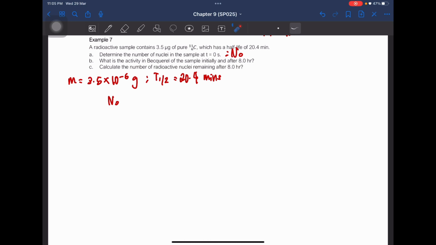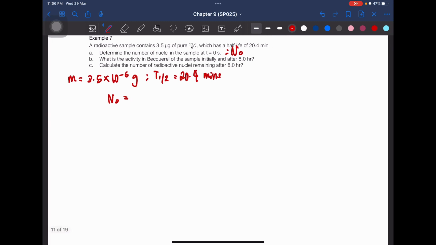Okay, so how do we solve this is we are gonna use our knowledge in chemistry. So chemistry, how do we find the number of nuclei in a sample is we are gonna times moles with the Avogadro constant, right? We have to times that. But how do we find moles? Moles is mass over the molar mass.